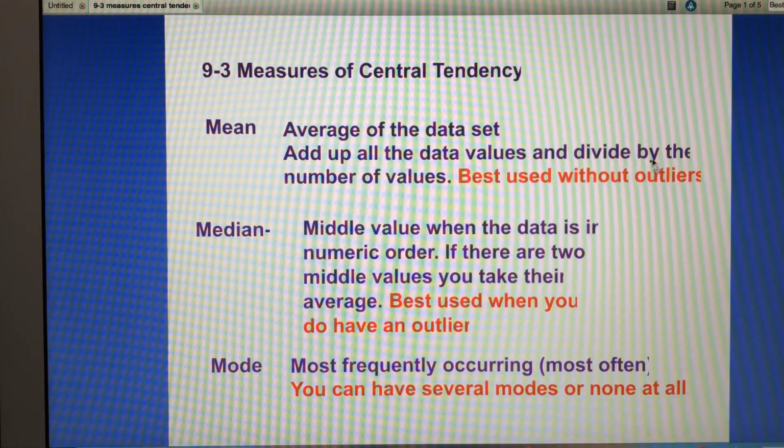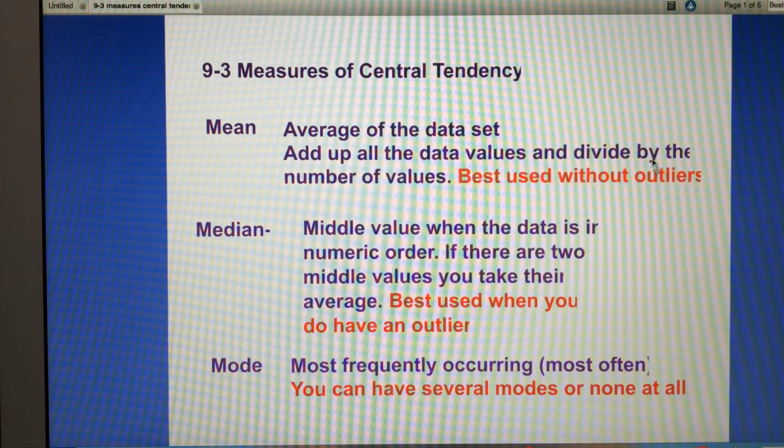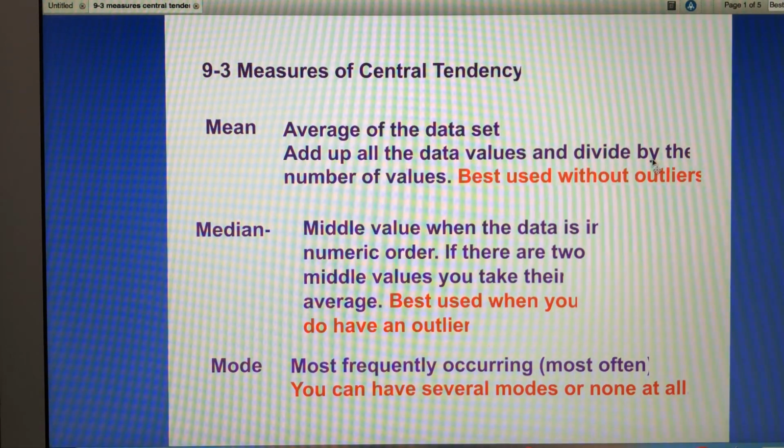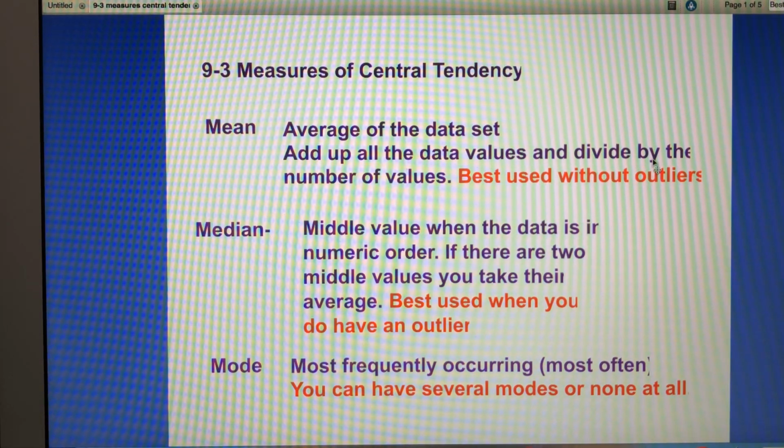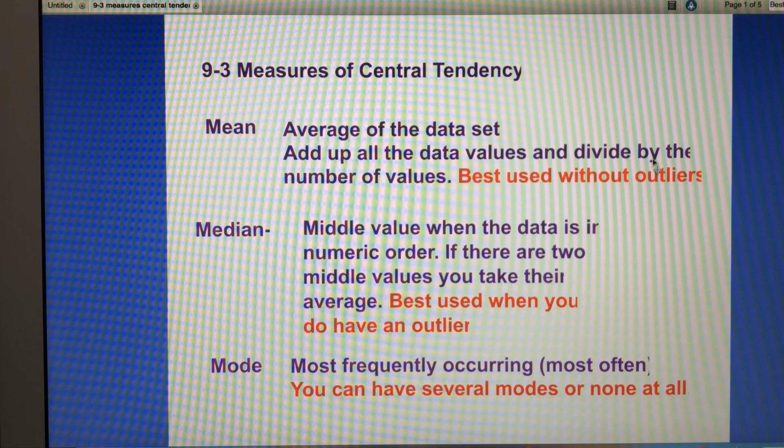Measures of central tendency. We all know these as mean, median, mode, and range. So again, a little bit of a review. Mean, the average of a data set. You add up all the data values, you divide by the number of values. This is best used without outliers.